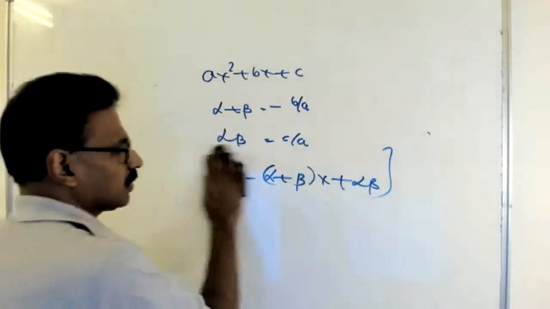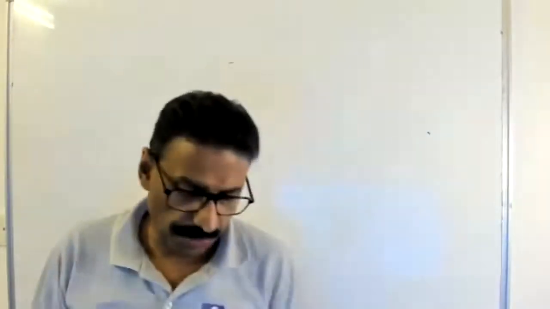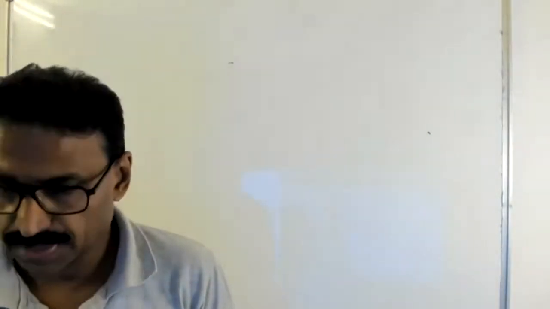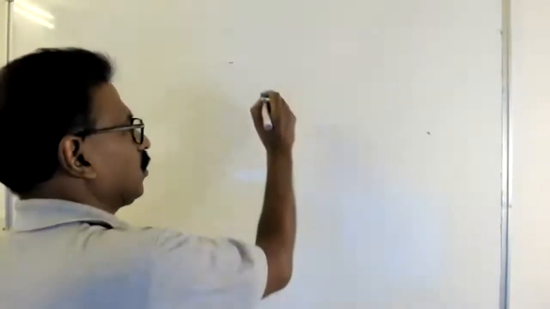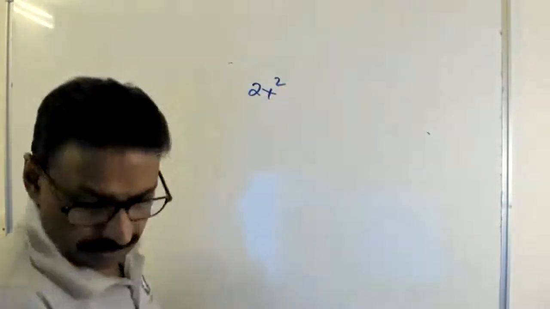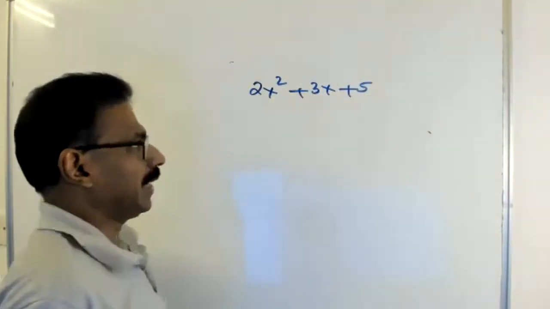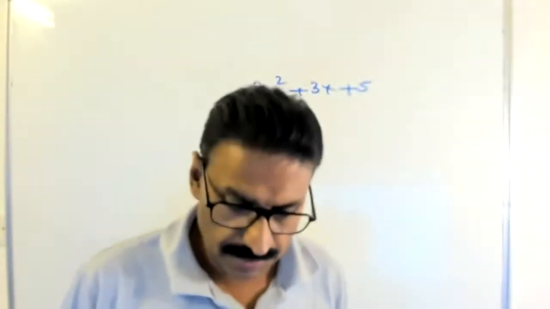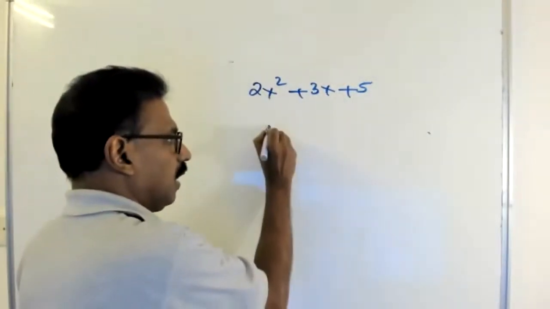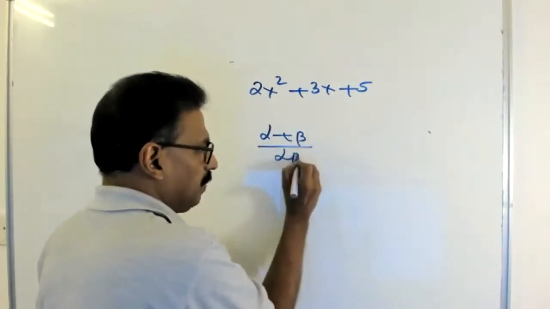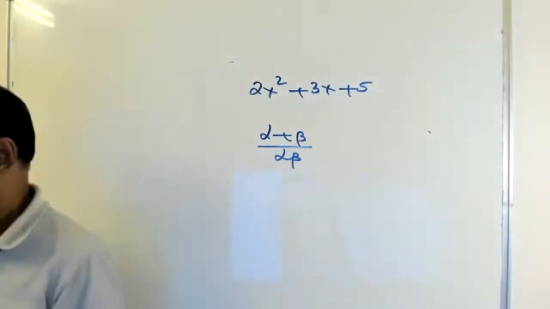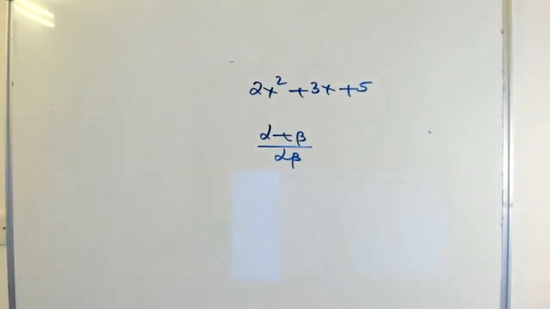Okay. So, listen now. Write the question. If alpha and beta are the zeros of the polynomial 2x square plus 3x plus 5, then find the value of alpha plus beta divided by alpha beta.